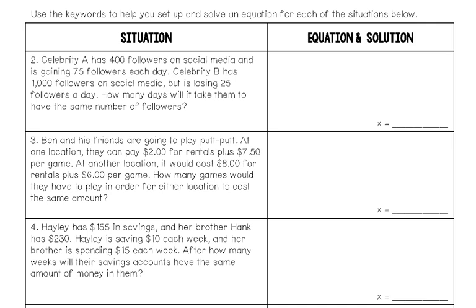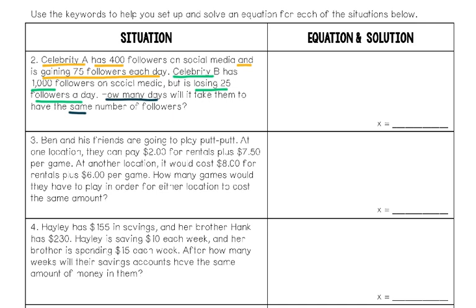Celebrity A has 400 followers on social media and is gaining 75 followers each day. Celebrity B has 1,000 followers on social media but is losing 25 followers a day. How many days will it take them to have the same number of followers? We should have underlined these keywords and numbers because we'll be using them to set up our equation.